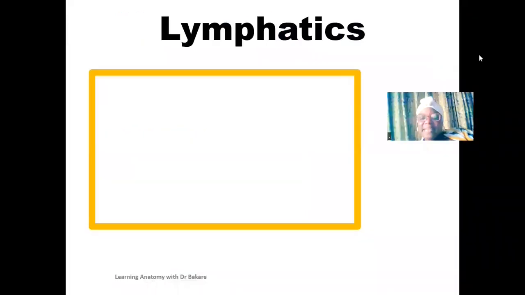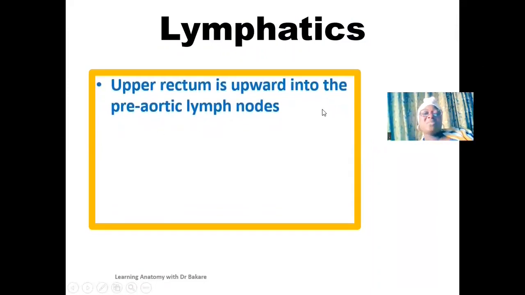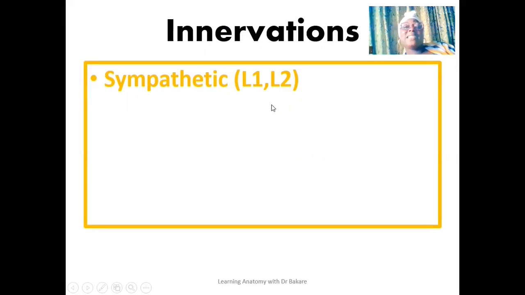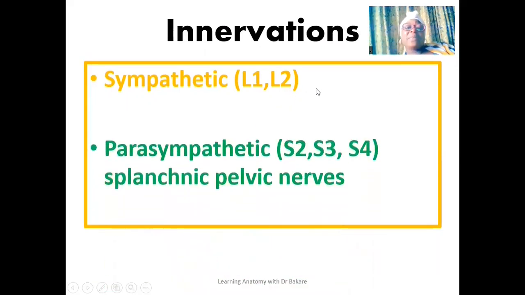So talking about the lymphatics, the lymphatic drainage of the rectum, the upper part of the rectum is drained into the preaortic lymph nodes, while the lower part of the rectum is drained into the internal iliac lymph nodes. For the sympathetic innervation, we have L1 and L2 spinal segments. And for the parasympathetic innervation, we have the S2 to S4 spinal segments.